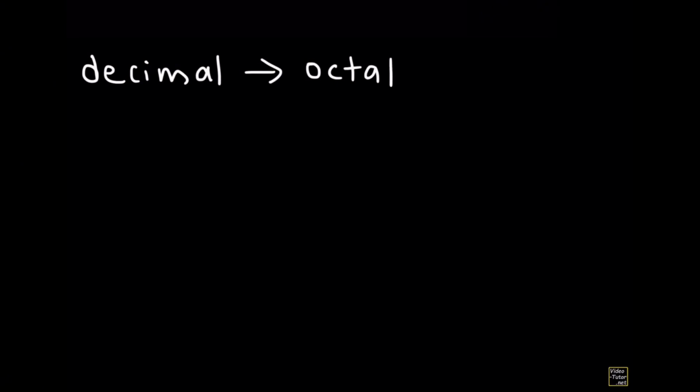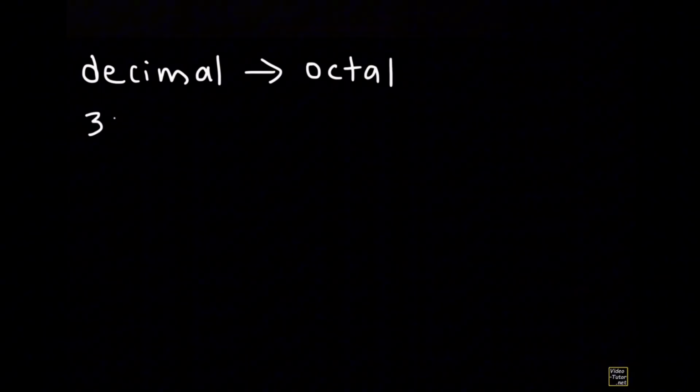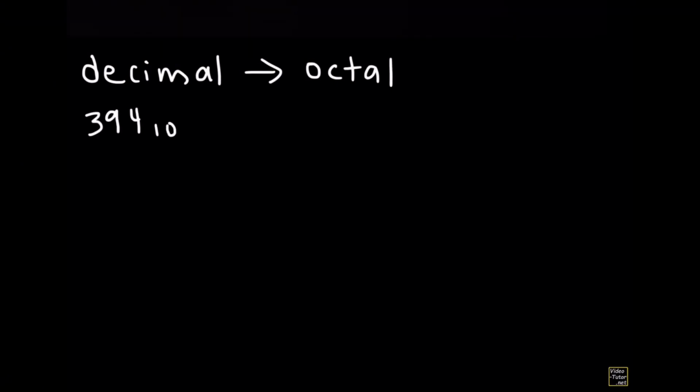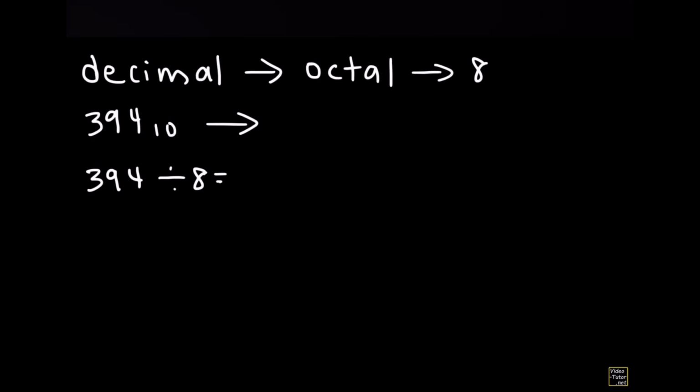The next example is decimal to octal. How to convert a decimal number into an octal number. Example 394, which is in the base 10 system. How can we convert it into an octal number which is in base 8? Well, the first thing we need to do is take the number that we have. So, 394 divided by 8 is equal to 49.25.